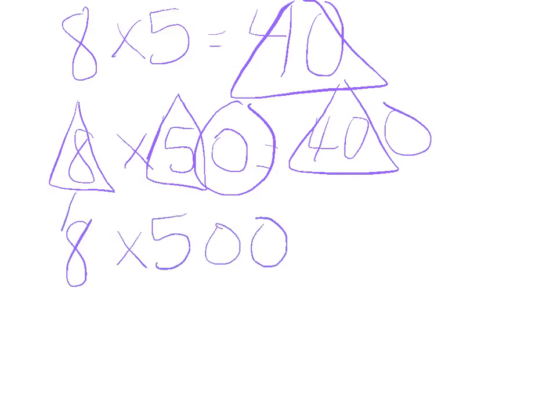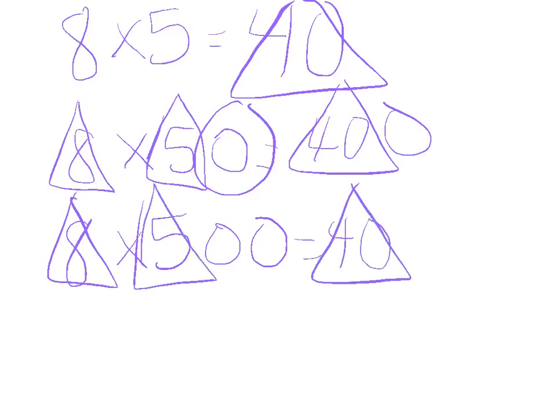And then if we do 8 times 500, I know what it is now. 40. Is this making sense? Oops, 500. I put 50 again. So 8 times 500 is equal to 4,000.